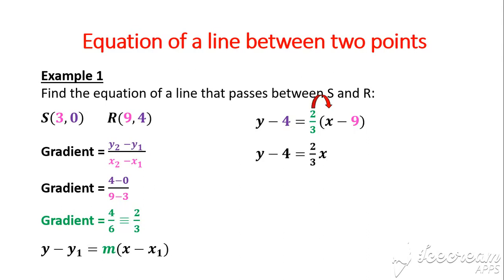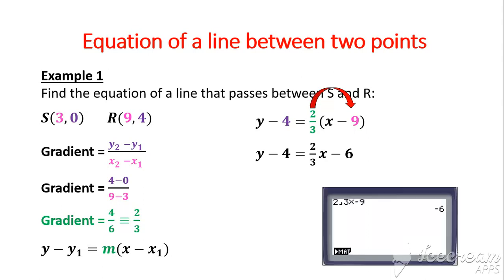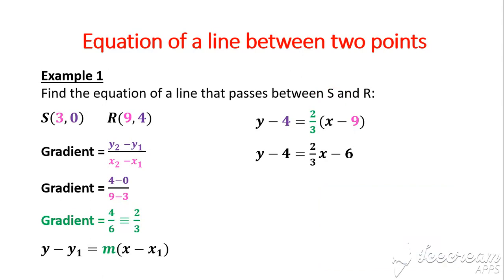Right, well now we're going to multiply out the brackets. So 2/3 times x is 2/3 x, and 2/3 times -9 makes -6. So what I've just done is multiply out the brackets. So now we've got y minus 4 is equal to 2/3 x minus 6. So all we need to do now is take the minus 4 and chuck it on the other side and make it a plus 4. And minus 6 plus 4 makes minus 2. So we've got our equation of our line: y is equal to 2/3 x take away 2.